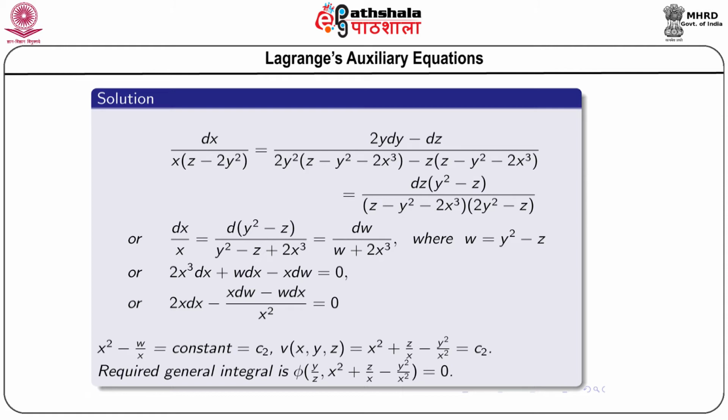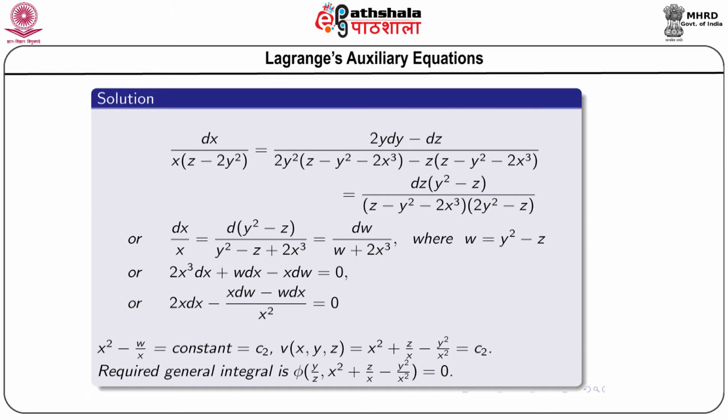Now, substituting the value of w, that means putting w as y² − z, we will obtain the expression for v(x, y, z) as x² + z/x − y²/x² = c2. Therefore, the general integral is φ(u, v) = 0, where u is y/z and v is x² + z/x − y²/x².